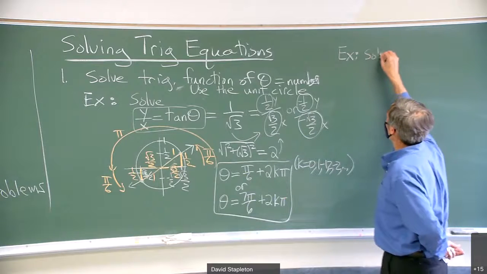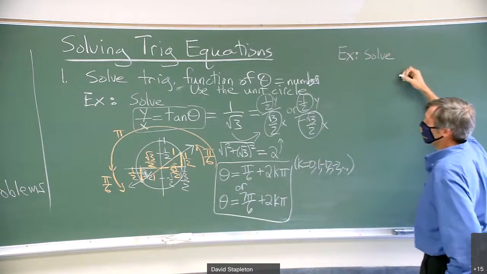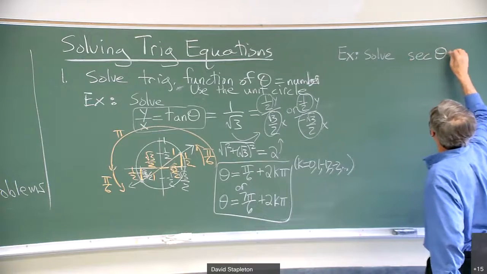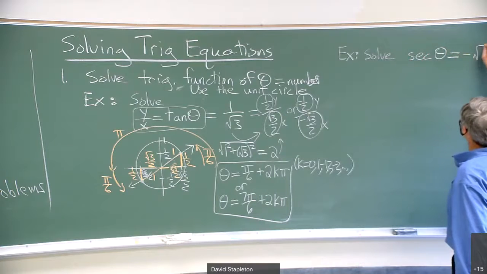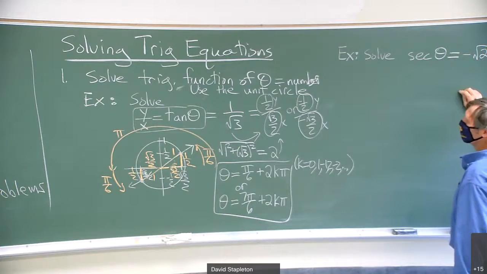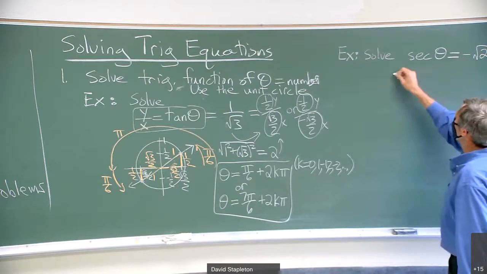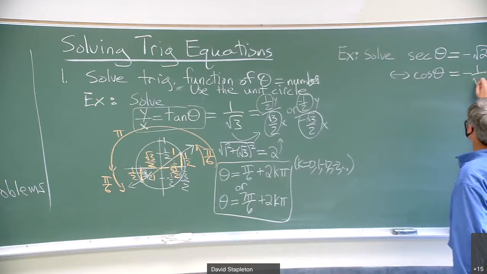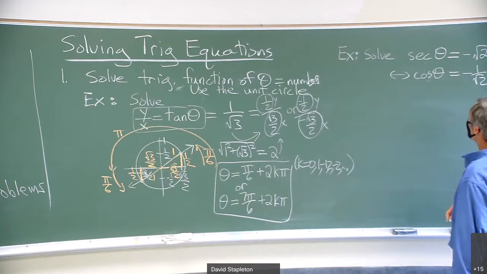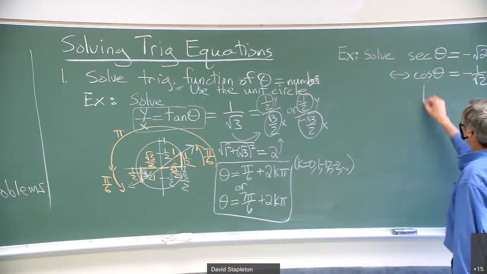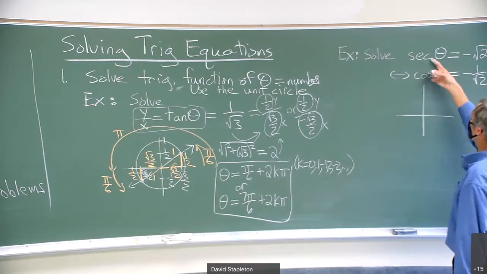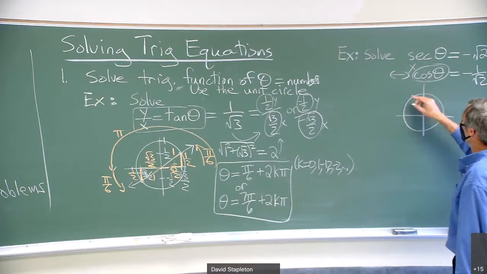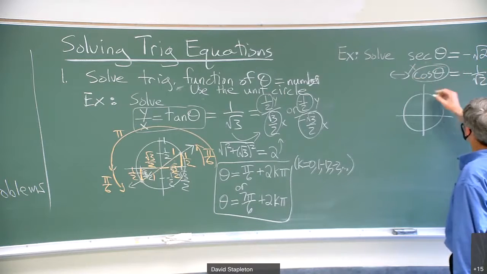Suppose I said this time, solve secant theta equals minus the square root of 2, right? How do we solve that one? We said if it was a secant or a cosecant, we immediately wrote the reciprocal equation, cosine in this case, equals -1 over square root of 2. So if these are equal, then their reciprocals are equal. We can solve this equation instead of this one, and this is easy because cosine theta, recall, is the x-coordinate on the unit circle. So we draw the unit circle and we draw the line of all x coordinates -1 over square root of 2. This is about -0.7 something.